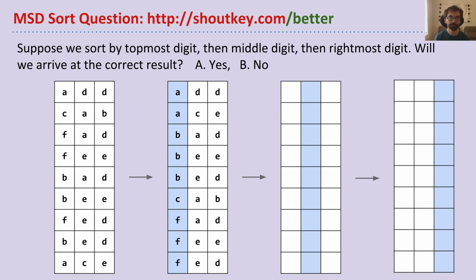So let's just see if it works. Let's say we do MSD sort just like we did with LSD sort, working from left to right in this case. So we sort by the top digit, giving us the A's, the B's, the C, and the F's. If we repeat this process 2 more times, once for the middle digit and once for the rightmost digit, will we arrive at the correct result? I'll let you think about it. Okay, I'll give you a big hint. It's no. Why? Give me an example that shows that it will not arrive at the correct result.